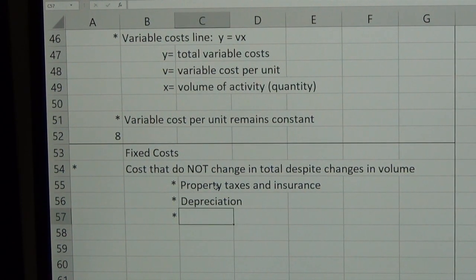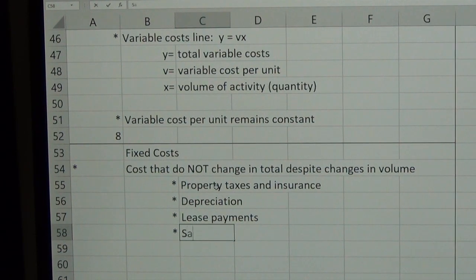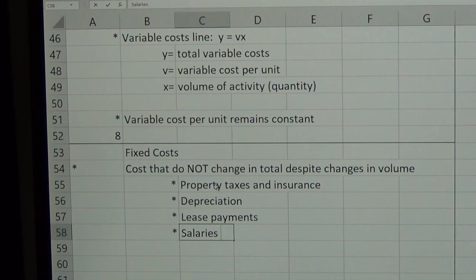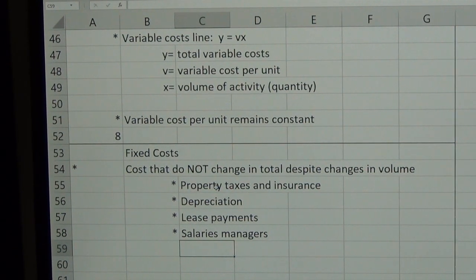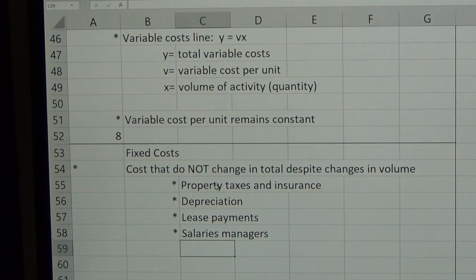Another fixed cost would be lease payments. And then another fixed cost would be salaries. And you could see the trend here where essentially these costs, the property taxes, no matter what your volumes are, if you produce 30,000 units or you produce 10,000 units, your property taxes are going to be the same.